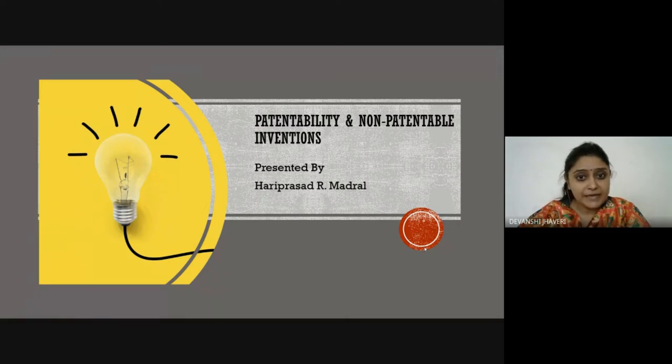His topic is patentability and non-patentable inventions. So here is the profile of Honorable Sir, Mr. Hariprasad Madral. Sir is currently working as an Engineering Associate 3, Patent Analyst in Johnson's Control India Pune. He has formerly worked as a Research Associate at Mumbai and Jaipur. He has worked on a variety of projects and services in the span of the last 5 years, such as patentability search, freedom to operate, invalidity search, landscape analysis, infringement search, claim chart mapping, and state of art search, etc.